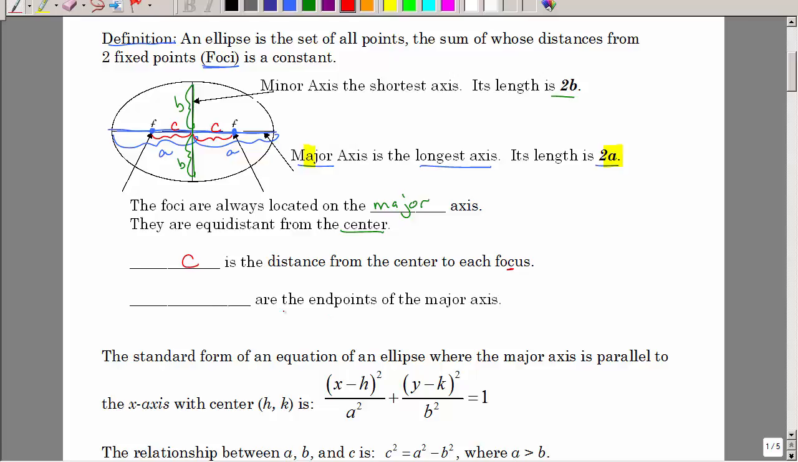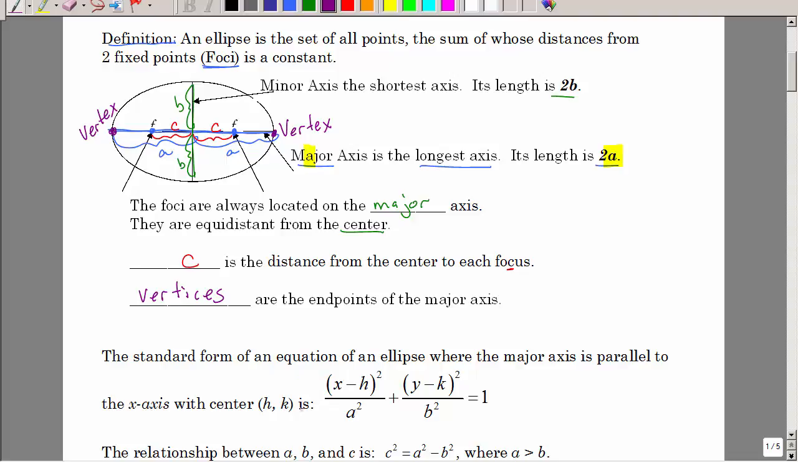What's this next part? What are the endpoints of the major axis? Well, that point and that point, that's a vertex. That is a vertex. And the plural of the word vertex is vertices. So vertices are the endpoints of the major axis.